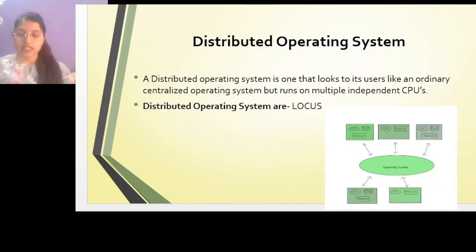Next is the distributed operating system. What do you understand by the distributed operating system? It looks like an ordinary centralized operating system, but it is executed on multiple independent CPUs.